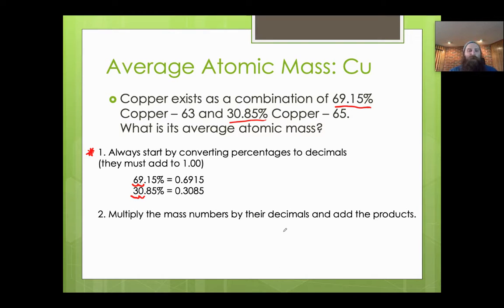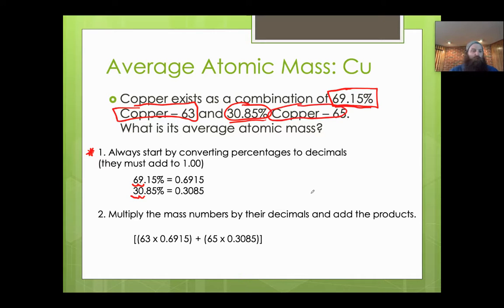Now, once we have those decimals, we're going to multiply each by its associated mass number. Here's what we're talking about. 69.15 goes with copper-63, and we'll circle this one. 30.85 goes with copper-65. So we're going to multiply 63 times 0.6915 because they go together. And we're going to multiply 65 times 0.3085. They go together.